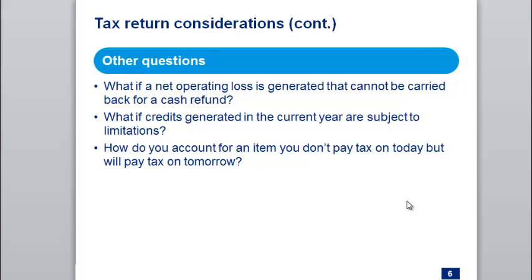In the class, we're going to learn all about this. If you take an assumption like an NOL, what do you do with it? How do you accrue for it for financial accounting purposes? We're going to take what goes on a return, and sometimes what's not on a return, and turn it into what we're going to do for accounting purposes. All right? That's our goal.